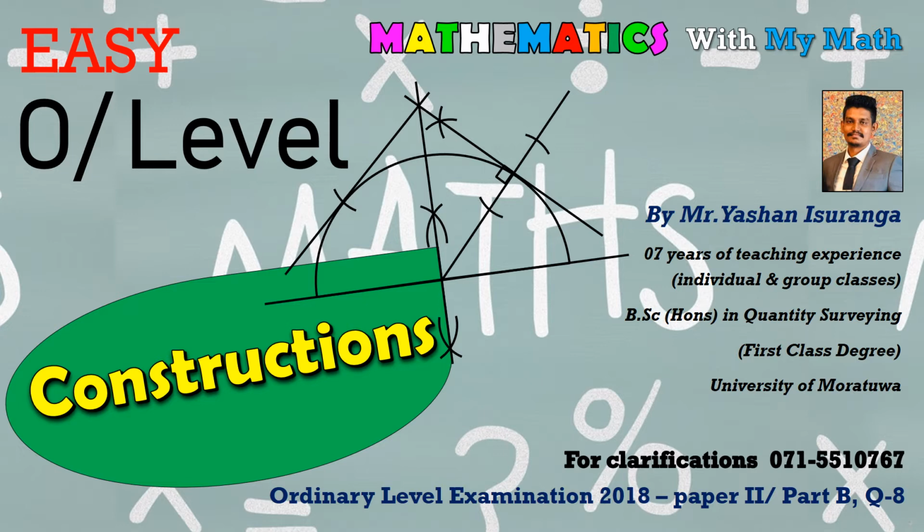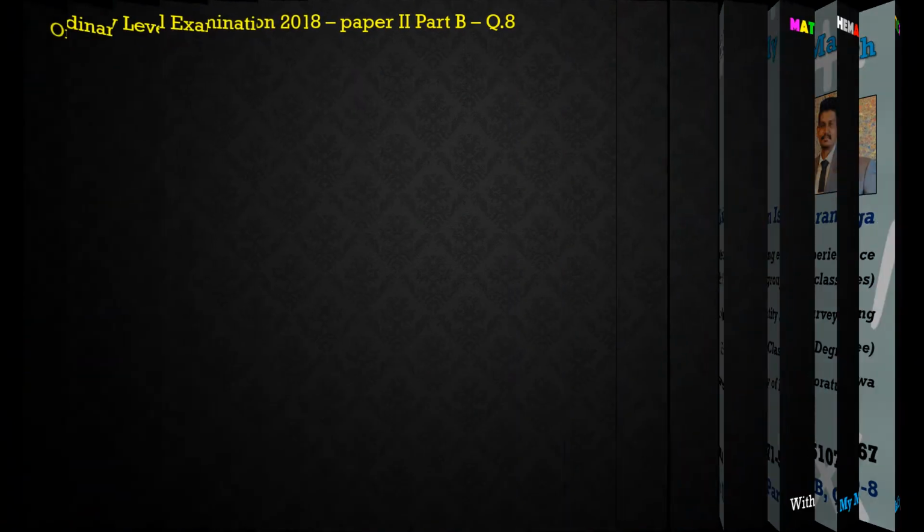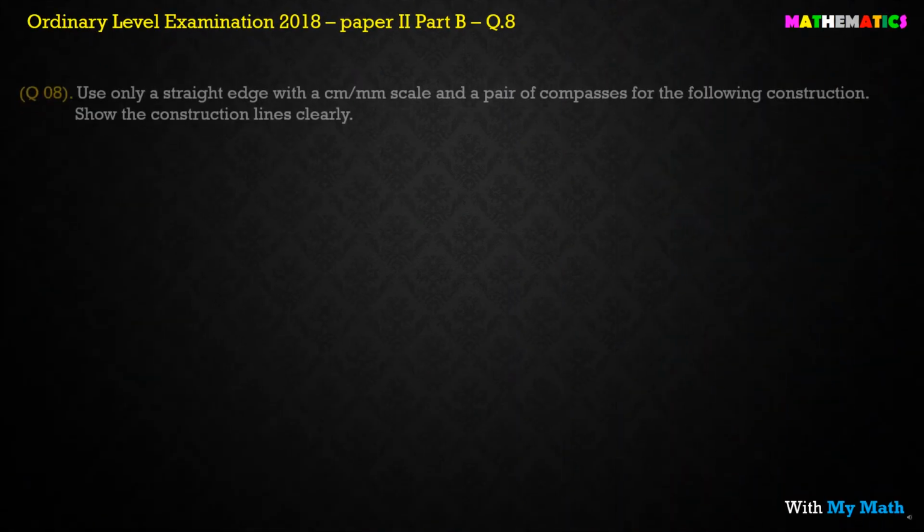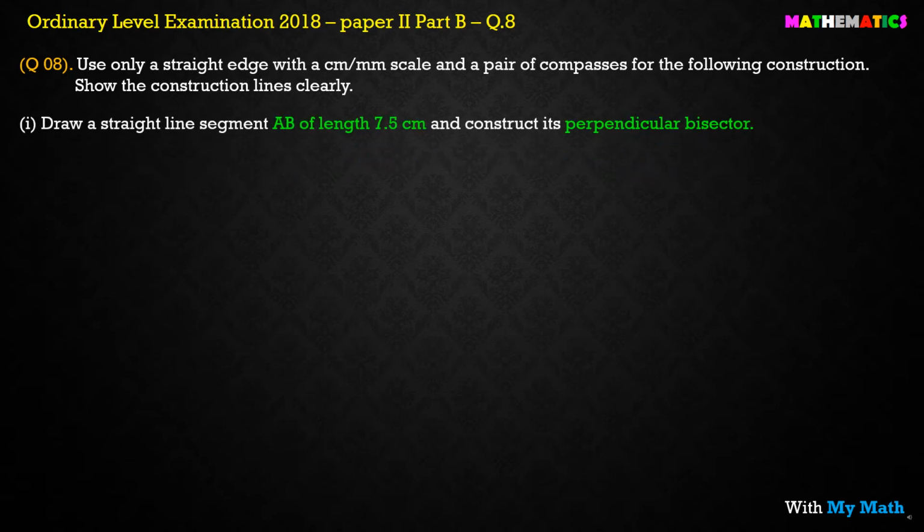So let's move to the question now. Okay students, this is your question and this is your sub question number 1. Here you can see: use only a straight edge with a centimeter or millimeter scale and a pair of compasses for the following construction. Show the construction lines clearly. It should be very clear. The first question is: draw a straight line segment AB of length 7.5 centimeters and construct its perpendicular bisector.